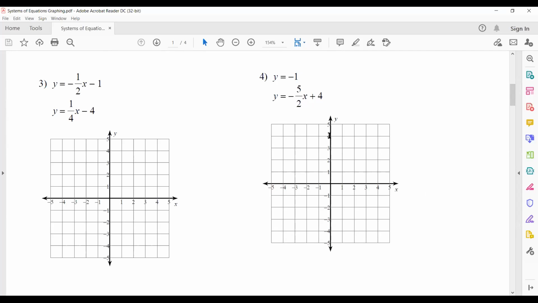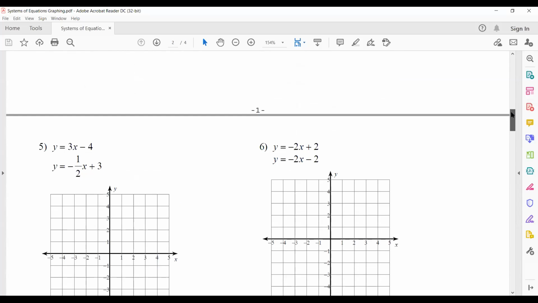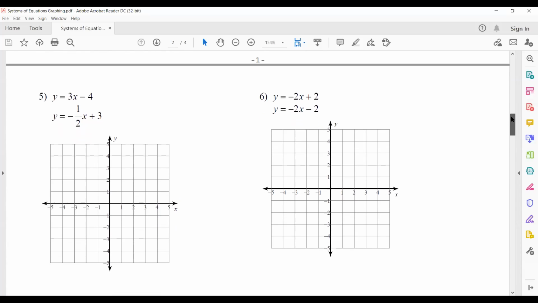This one starts at +4 and is going to go that direction. So it's going to cross that -1 line on y here somewhere. So those are going to be 1 solution problems. Same with number 5. You got 1 positive slope, 1 negative slope. They are going to cross somewhere.